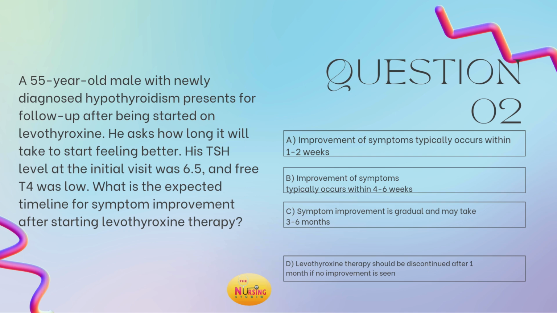All right, so similar question here states, what is the expected timeline for symptom improvement after starting levothyroxine therapy? And you really don't have to read anymore. This stem tells it all. Y'all, what is the time frame when you start levothyroxine, Synthroid, right? What are the typical expected timelines of seeing improvement in those lab values as well as in how they feel? And the answer is B. It's typically between 4 to 6 weeks, okay?